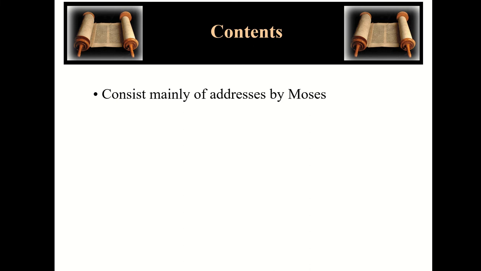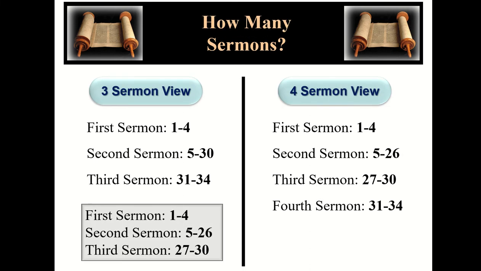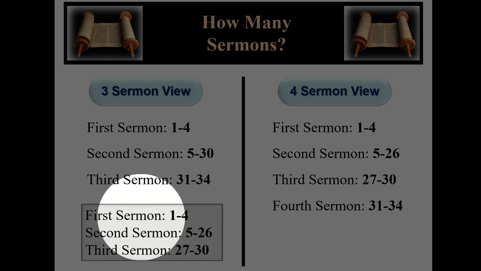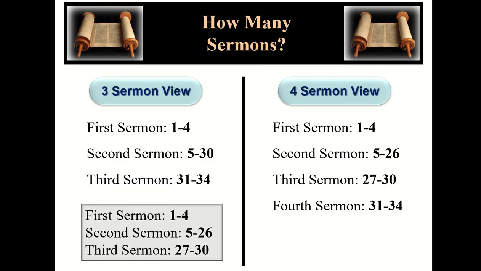The book consists mainly of addresses by Moses. There are different views. Some say there are 3 sermons, and others say 4. And that's not so much a contradiction as how do you count chapters 31 to 34. Some think that there are three sermons, and I suppose this is the more popular view. You got chapters 1 to 4, 5 to 26, and 27 to 30. And that 31 to 34 is not really a sermon, but an addendum to the book. And so that's the reason for the three sermon view.